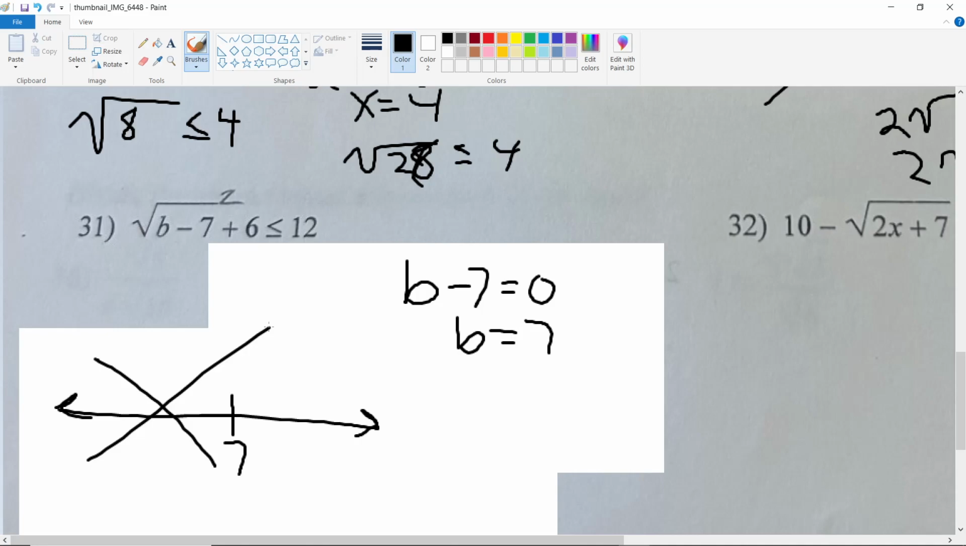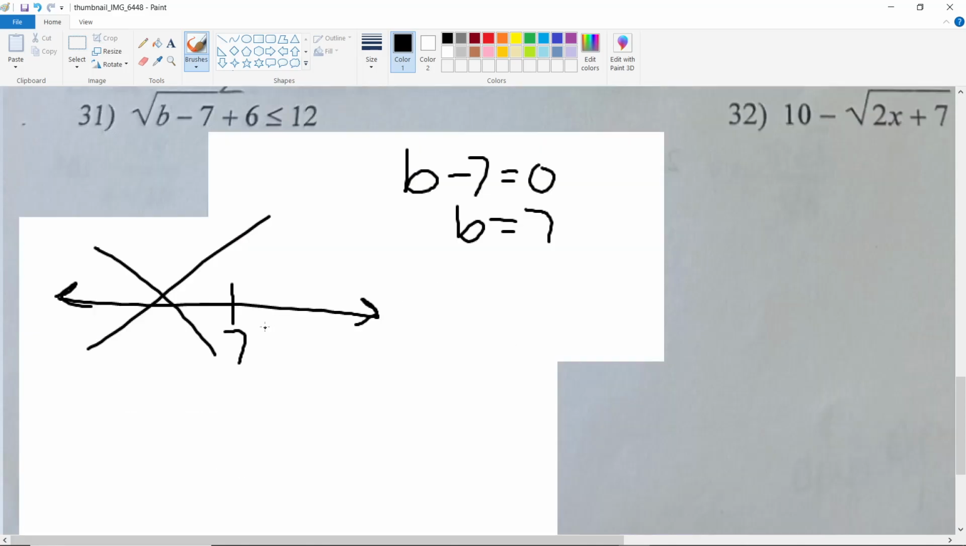I'll try one to the right of 7 just to double check. 10 minus 7 is 3. That's positive. I can take a square root of a positive number. So anything to the right of 7. If 7 later on turns out to be part of the interval, I'll have to put a closed circle on it. But for now, I'll just leave it as it is.